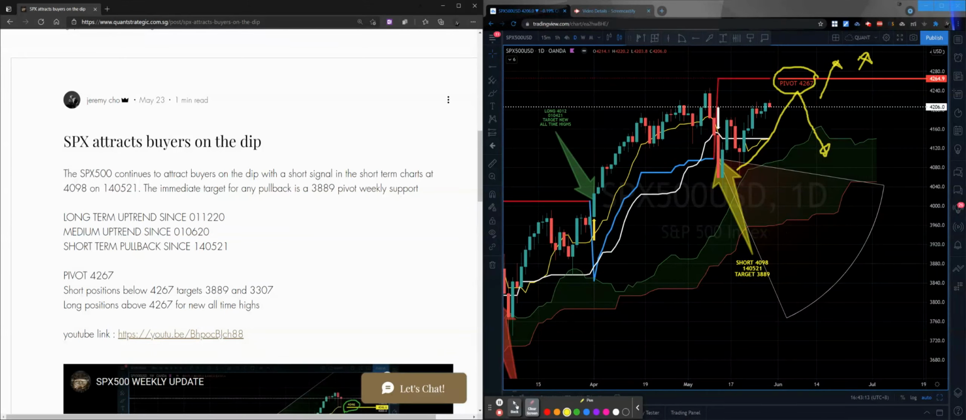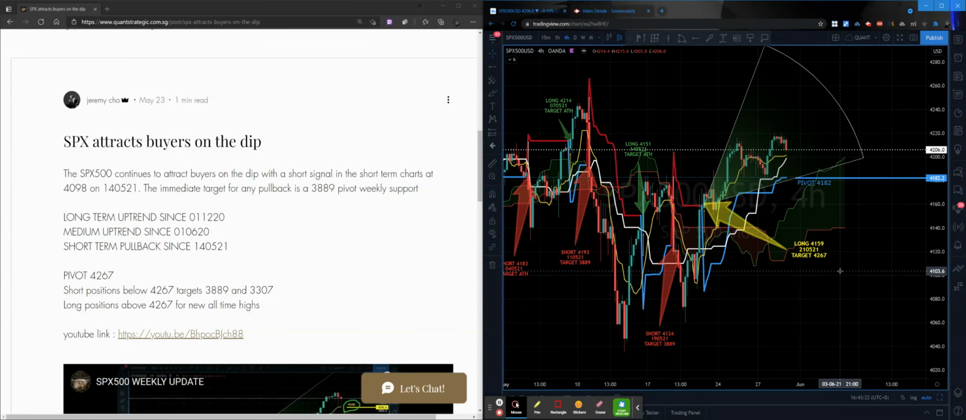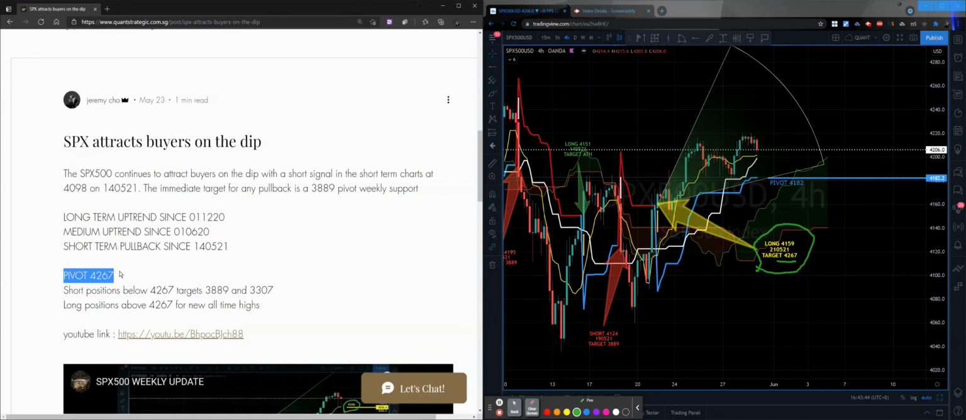Just one more chart, which is the 4-hourly chart, catered for those swing traders. I do take signals from the 4-hourly charts as well. Although the daily chart is showing a short signal, your 4-hourly chart is showing a long signal. That's how you actually foretell and put in positions ahead. So the long signal was at 4159 on the 21st of May, targeting 4267, which is voila, your pivot at 4267 on the daily chart.